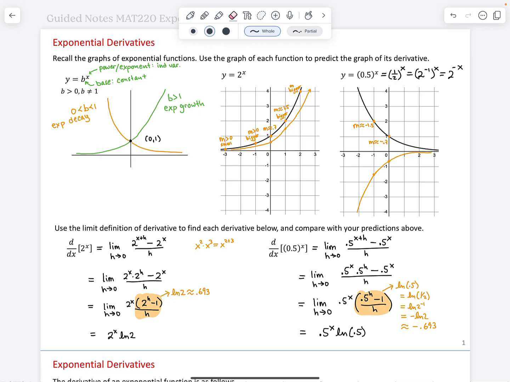Okay, you may have picked up on a pattern here. The derivative of an exponential function will be itself times the natural log of the base. We'll summarize that on the next page.